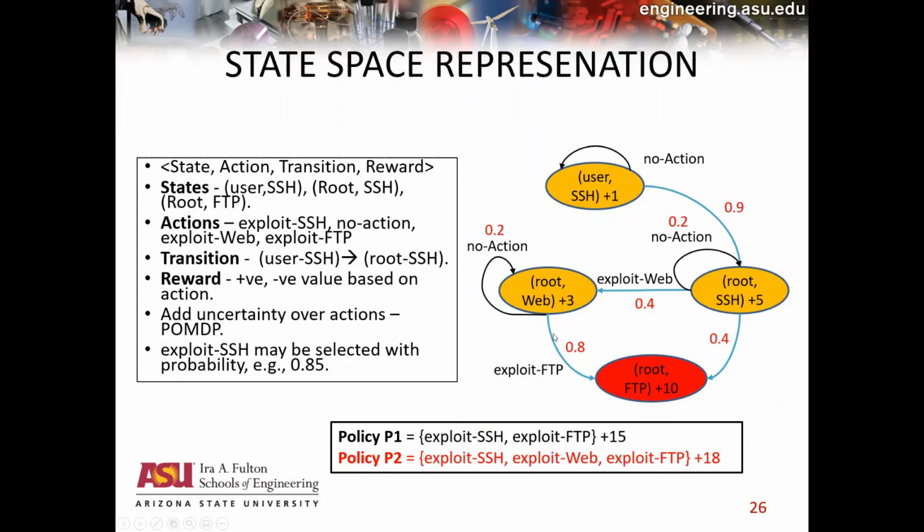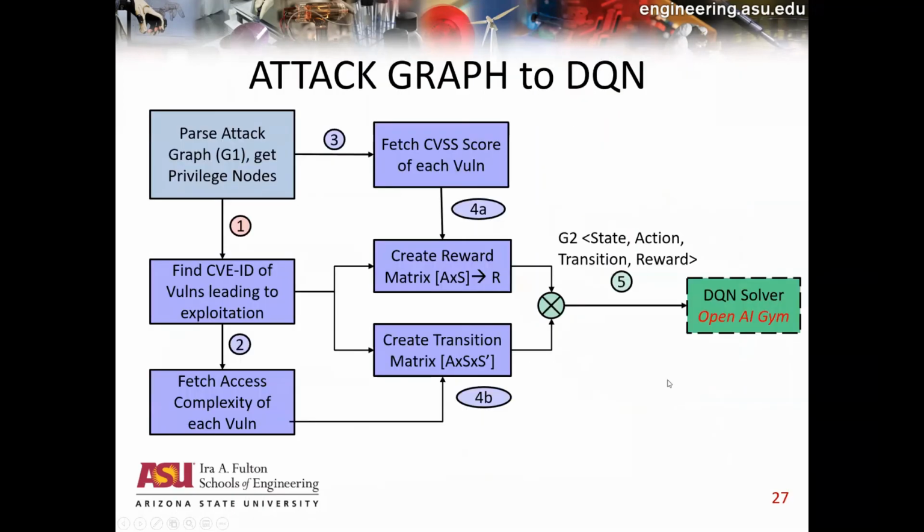So here you can come up with two policies, like one can be to exploit SSH and then exploit FTP, which gives a total policy value, or the value when the algorithm converges, of 15. And policy P2 gives a higher reward. So basically, this is the optimal policy in this case.